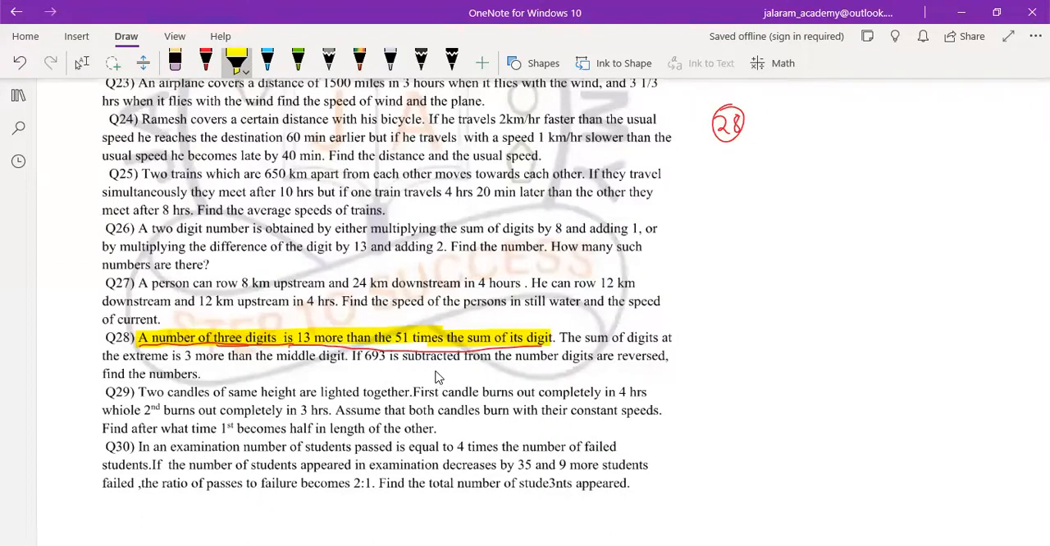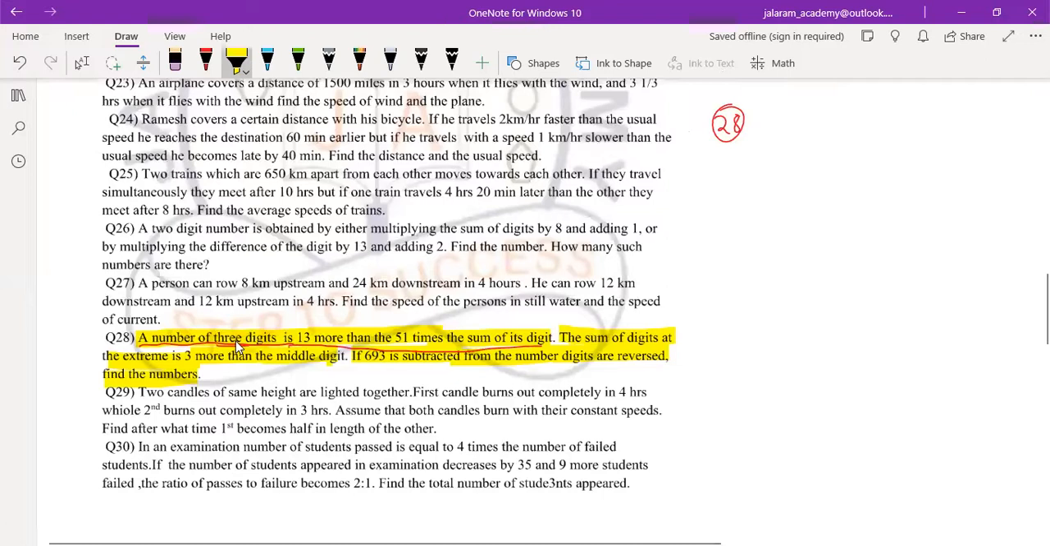Before this, we have discussed the questions related to 2-digit numbers, but this number has 3 digits: ones, tens, hundreds. Now continue to read it first. The sum of digits at the extreme is 3 more than the middle digit. Okay. If 693 is subtracted from the number, digits are reversed. Find the numbers.